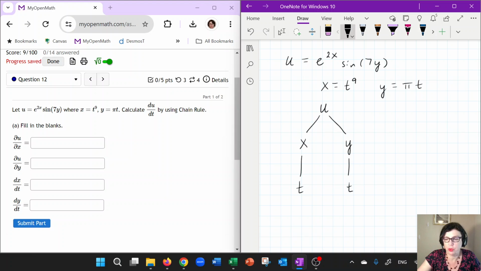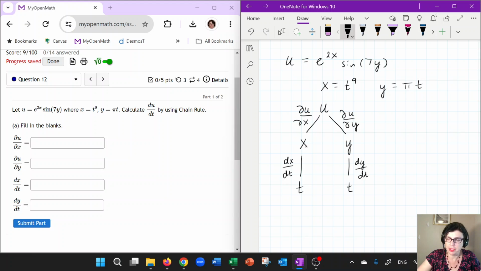Well, u depends on two variables, so it'll be a partial. So this will be the partial derivative of u with respect to x, right? You just take the top variable and x. Now on the other side, it's going to be the partial derivative of u with respect to y. And then over here, we want the derivative of x with respect to t. But because x depends on only one variable, this will be a regular derivative. It's not going to be that partial symbol, it's just going to be a regular dx dt. And then over here, it would be dy divided by dt.